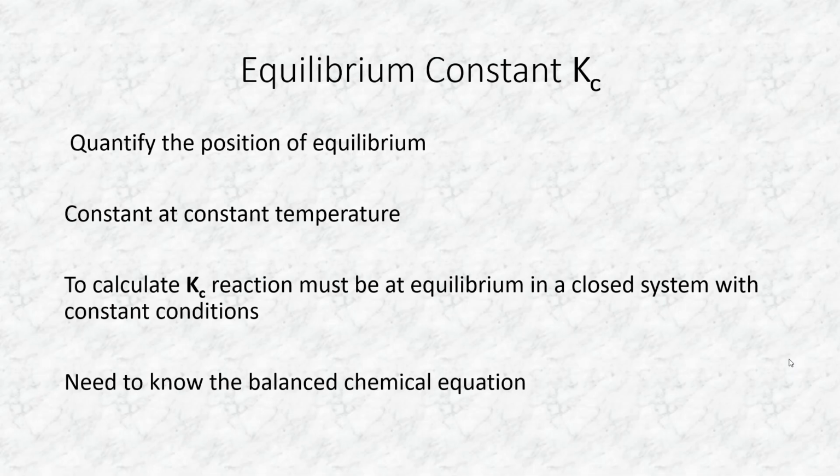Speaking of equilibrium, we can only calculate the equilibrium constant when the reaction is actually at equilibrium, i.e. it's in a closed system at constant conditions and has reached equilibrium. In other words, forward and reverse reactions are occurring at the same rate and there's no net change in the concentration of anything present. As we go through this episode, it will become apparent that you need to know the balanced chemical equation of that reversible reaction if you're going to calculate or even use the equilibrium constant.